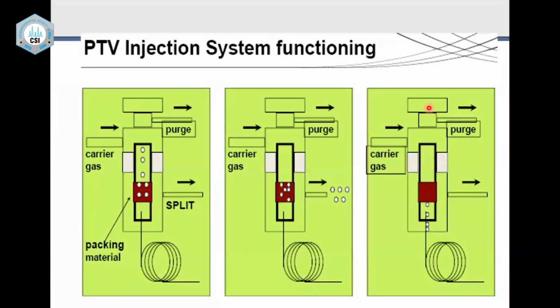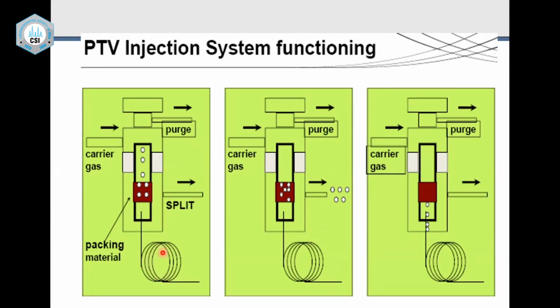There are other injection types like PTV, where we have a sample containing different components, low boilers as well as high boilers. So we have to have temperature programming in the injection port itself. Initially we take the sample inside and allow it to sit on the surface of the packing material, and then heat the material at a low temperature. So the low boilers will go onto the column.